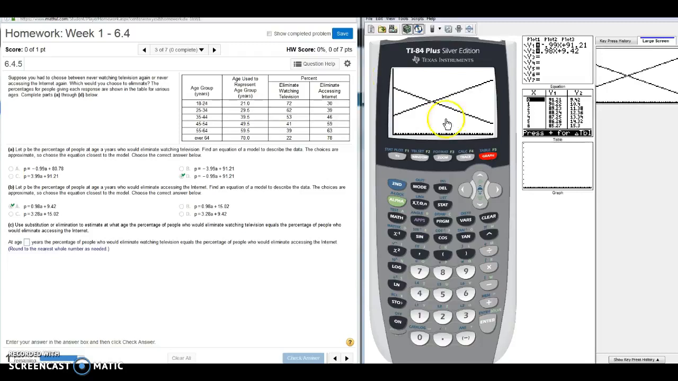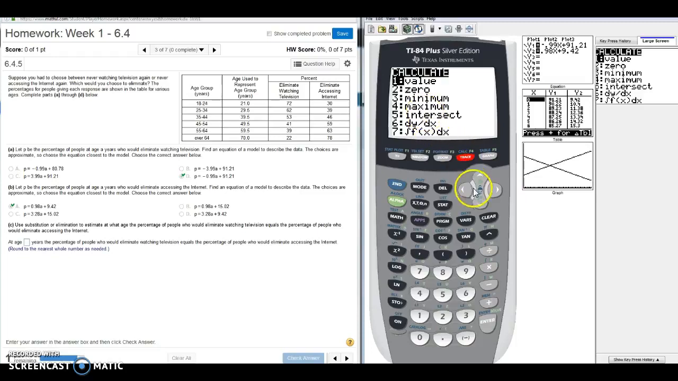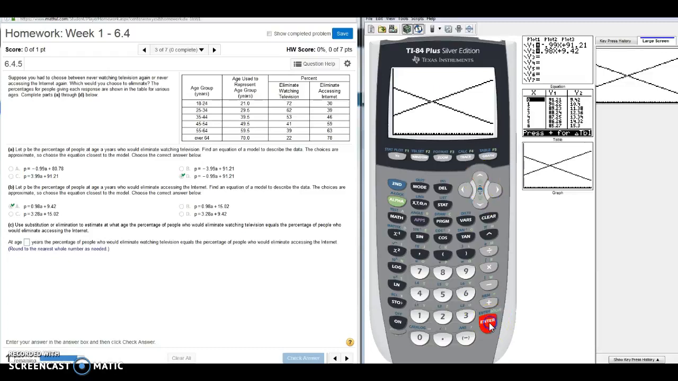So there are my two lines. This is the value right here where they intersect, or where the percentage of those watching TV equals the percentage of those accessing the internet. And I'm going to use this second button and hit trace. That's going to get me my calc, and I would like to find where those two values intersect. So I go down to number 5 and hit enter. And it's going to ask me, is this the first curve you're talking about? And they list the line, and I say sure. And then they give the second one. If I have more than 2 on the screen, that's why they're asking me that. And then I make a guess, and so I'm going to toggle really close to that. There's my guess, and I hit enter.